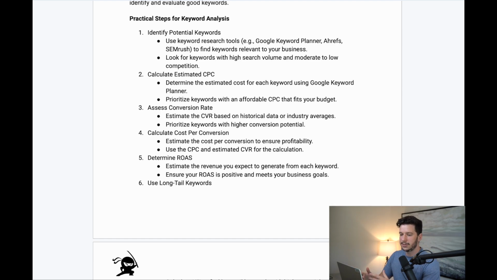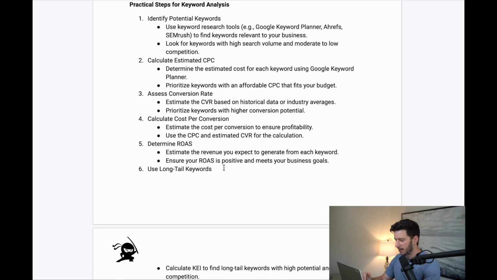You don't want to base it always off of organic because organic could be branded traffic. Branded traffic is always going to be higher on the conversion rate side. So you don't want to use that as your leading indicator, as cold traffic is always going to be less than that. So next is going to be determining ROAS, which we're going to talk about later in this sheet and being able to actually calculate that.